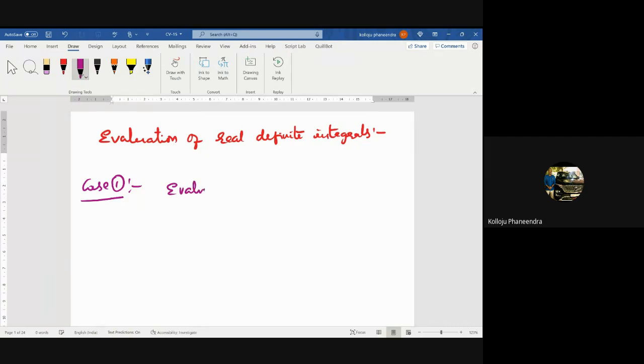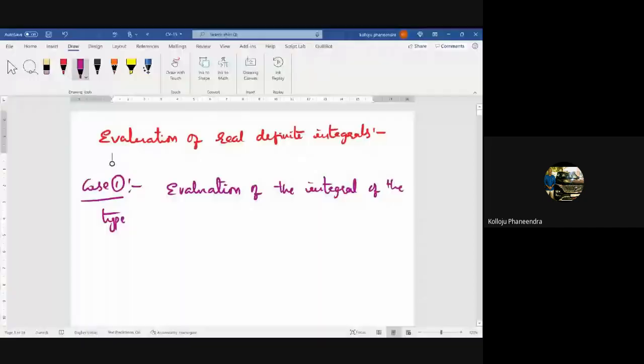Evaluation of the integral of the type: integral 0 to 2 pi of a function of cosine theta and sine theta d theta. Okay, this is the first model. And how to solve, the method, how to evaluate this integral.